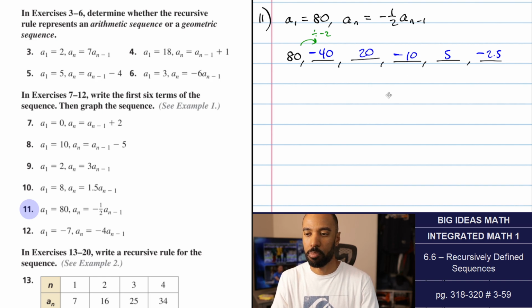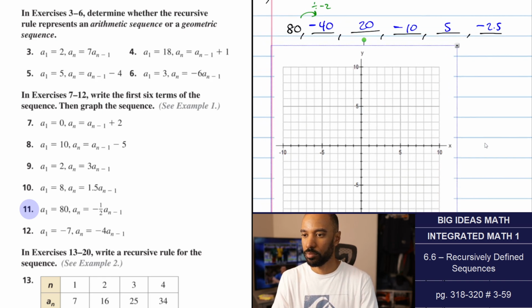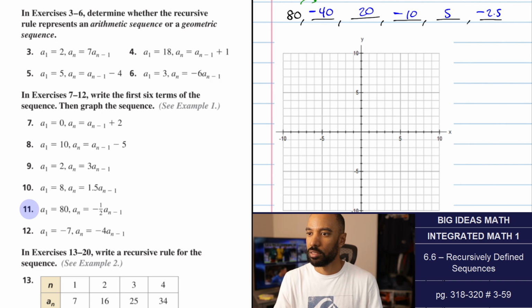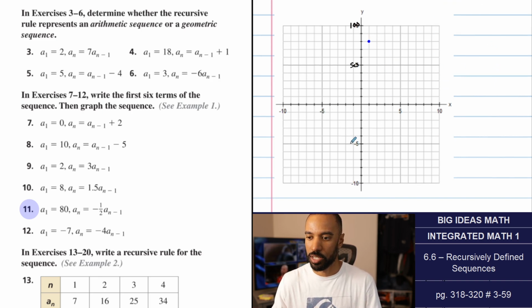Now we still have to plot the points. If that's 80, might as well just go up to 100 here. All these things end on 10s anyway, so I think that makes the most sense. So the first term being 80. Oh, negative 40. Oh, shoot. Hold on. We have to go positive, negative, positive, negative. So let's see. Negative 50.